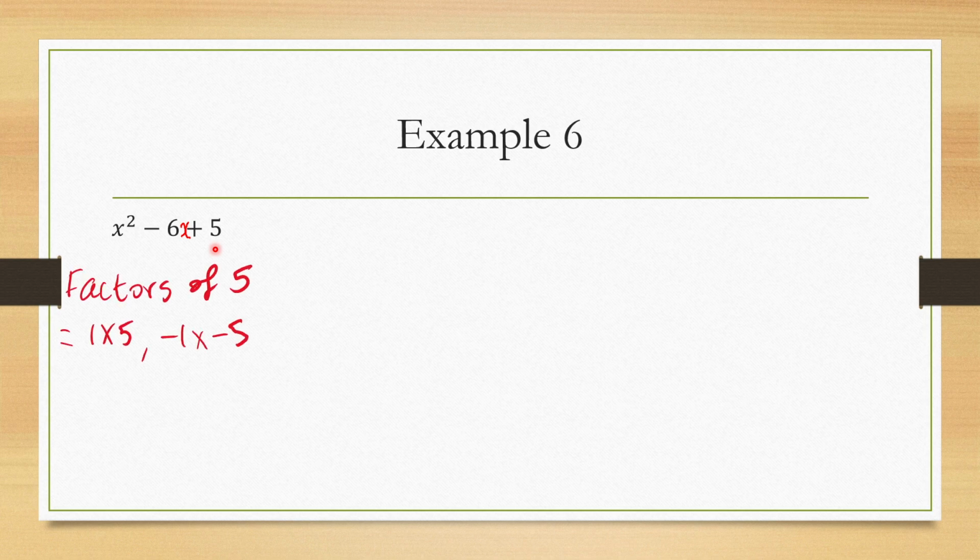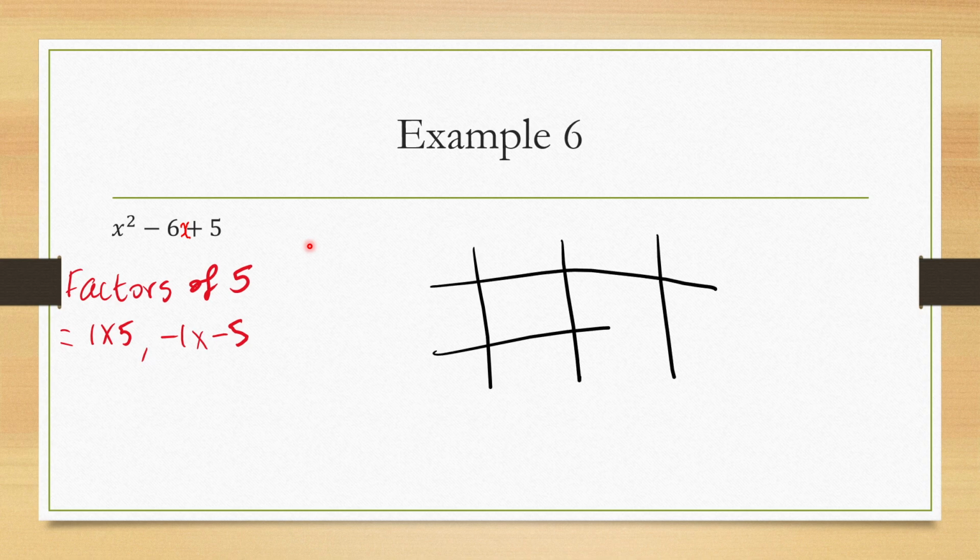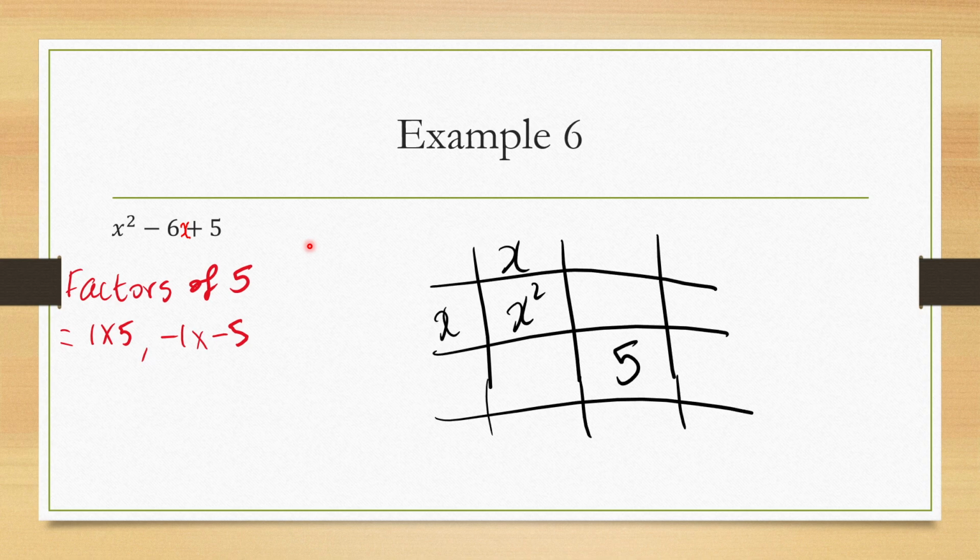So factors of 5. This is positive 5. So we need to remember plus 1 multiplied by plus 5 gives you plus 5. Minus 1 multiplied by minus 5 gives you plus 5. Now, draw the box and fill in the things that we already know.